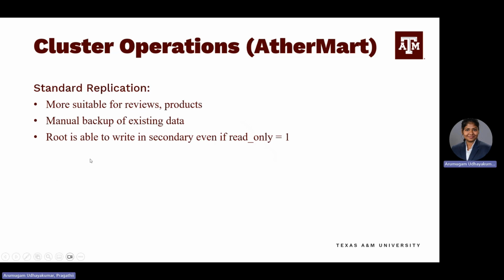And I have implemented this standard replication for our Ethermart use case. And I feel this standard replication is more suitable for tables such as reviews and products, because reviews and products are the tables where we can actually compromise consistency for availability. Because whenever the customer opens the application, they should be able to see some product catalog at least. Here we are preferring availability more, and also reviews the same. Even if the reviews are not consistent, there should be some reviews for the product to enhance the interactivity.